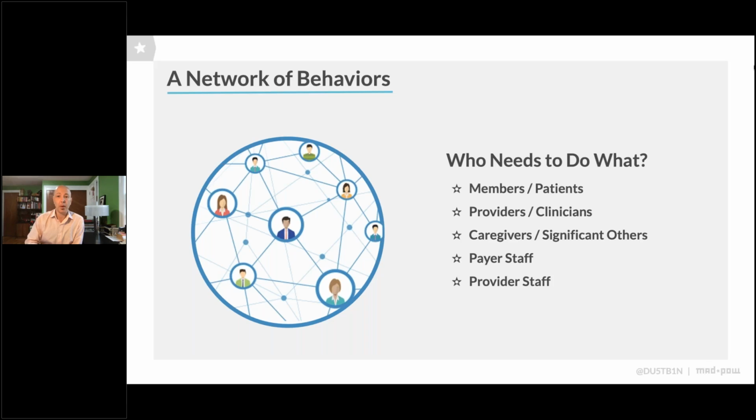Again, we may be focused on members and patients, we may be focused on providers and clinicians, the relationships between those two. We could also be thinking about what role caregivers or significant others have in the behaviors of our target population. And then within our own organizations, if we're a payer or provider or any kind of organization working in health or healthcare, we can think about our own staff and the roles and the behaviors that are essential there in order to use and affect outcomes.